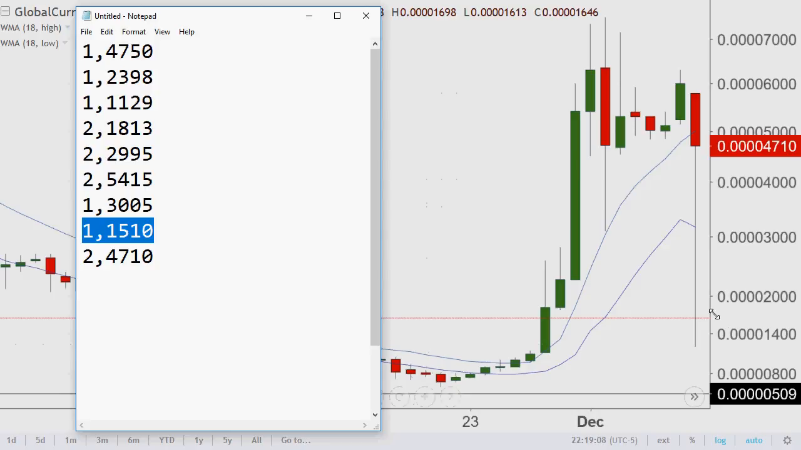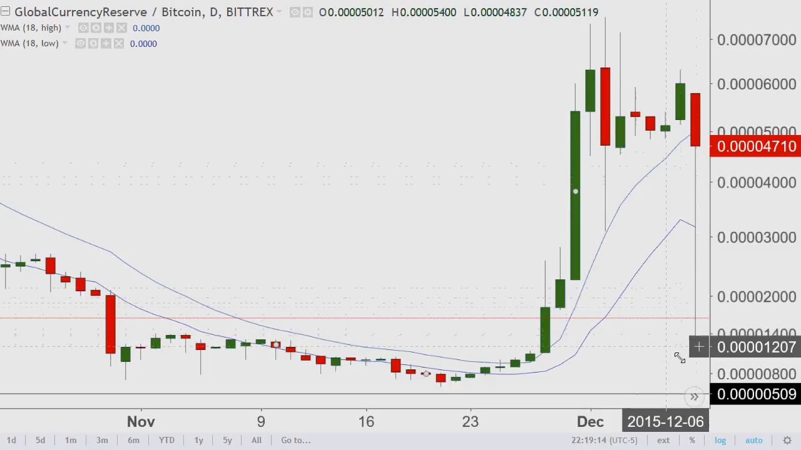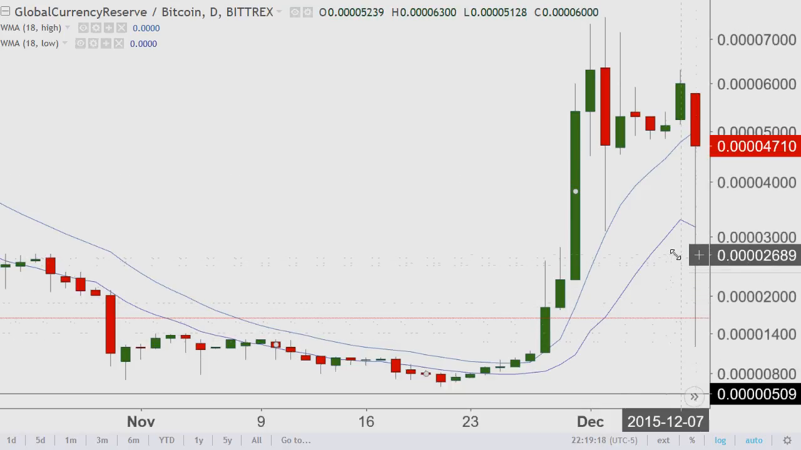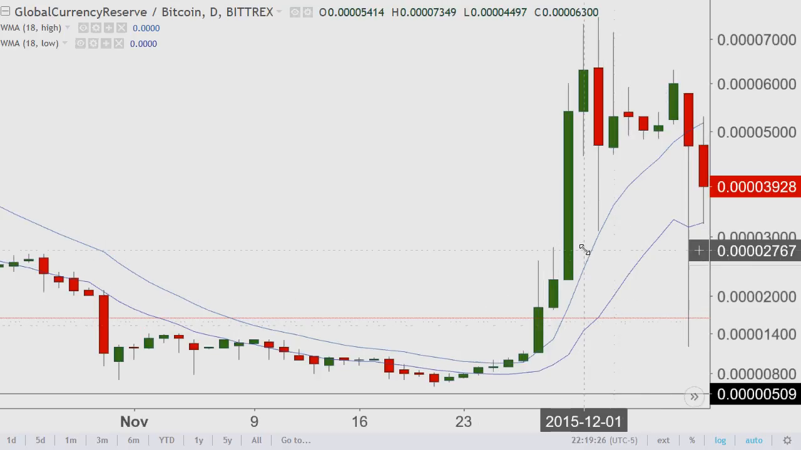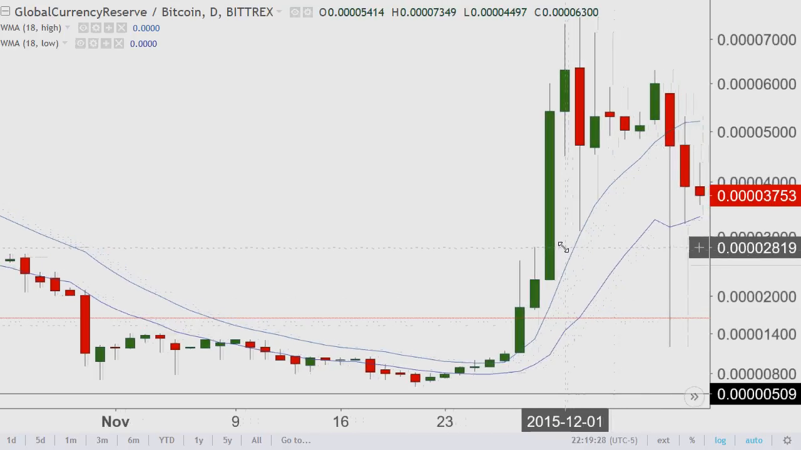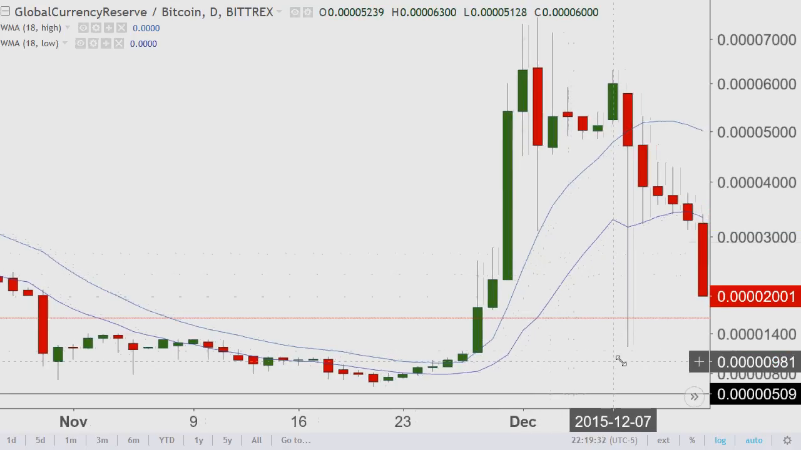A move like this tells me if this market doesn't hold the rally, this is probably where it's going to come back down to. But I would probably be looking to buy somewhere in the mid 2000s for my next buy. So I don't want to buy there, or there, or there, or there, but I will there.